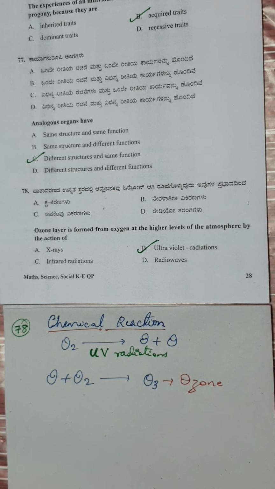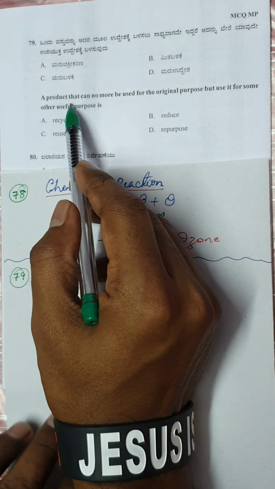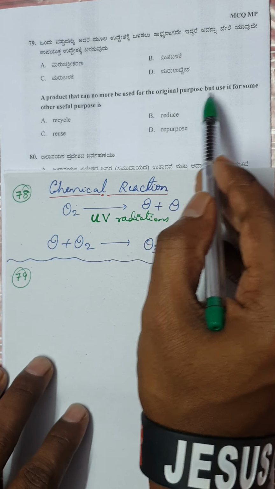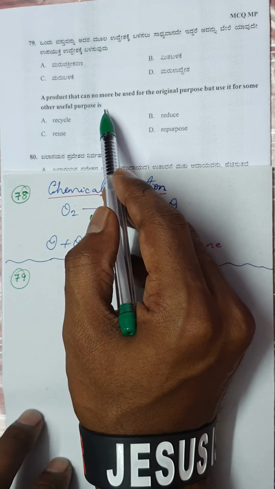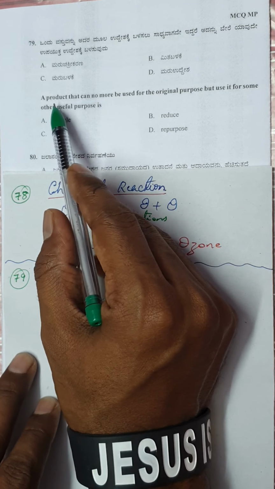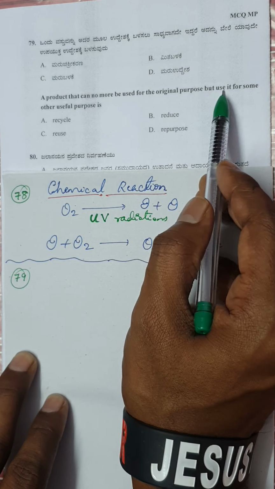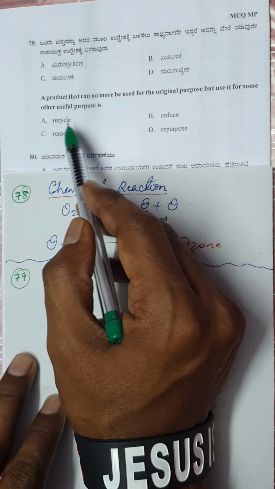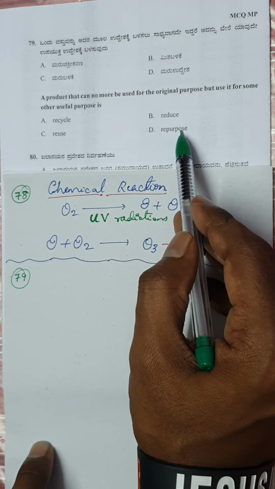Let's move on to 79. Question number 79 is, a product that can no more be used for the original purpose but is used for some other useful purpose is. I repeat, any product which can no more be used for the original purpose but is used for some other useful purpose is. The options given are recycle, reduce, reuse, repurpose.